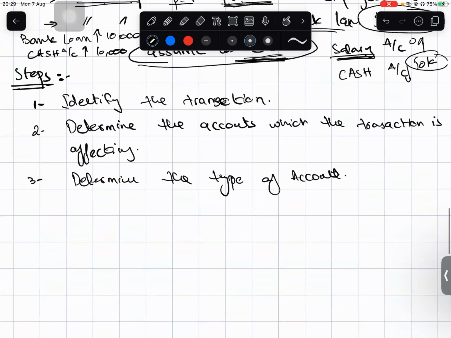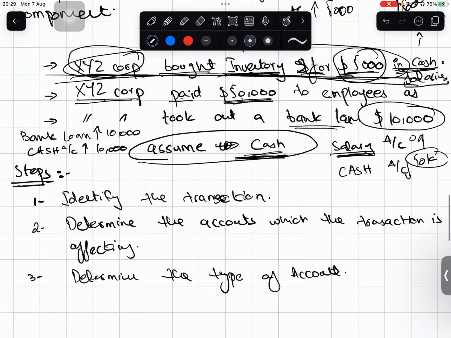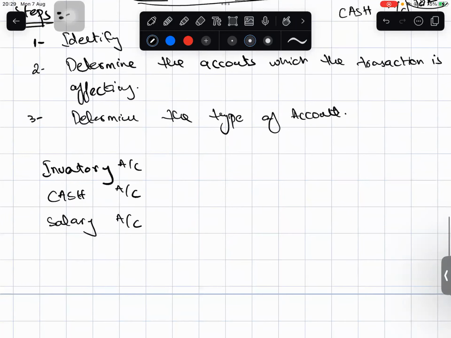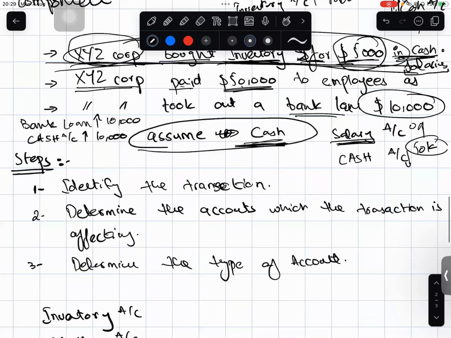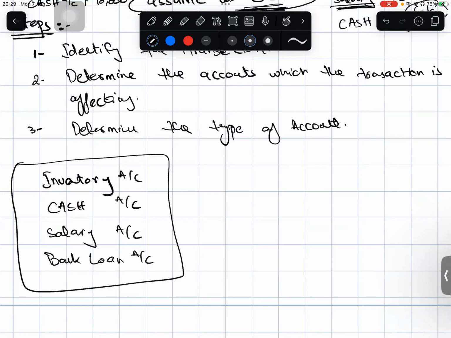Should we get to it now? No. Let's just understand what we mean by type of accounts. In the above three examples, we talked about how many accounts? We talked about the inventory account. We talked about the cash account. We talked about the salary account. What else did we talk about? Bank loan, and I think that's it. And the bank loan account.